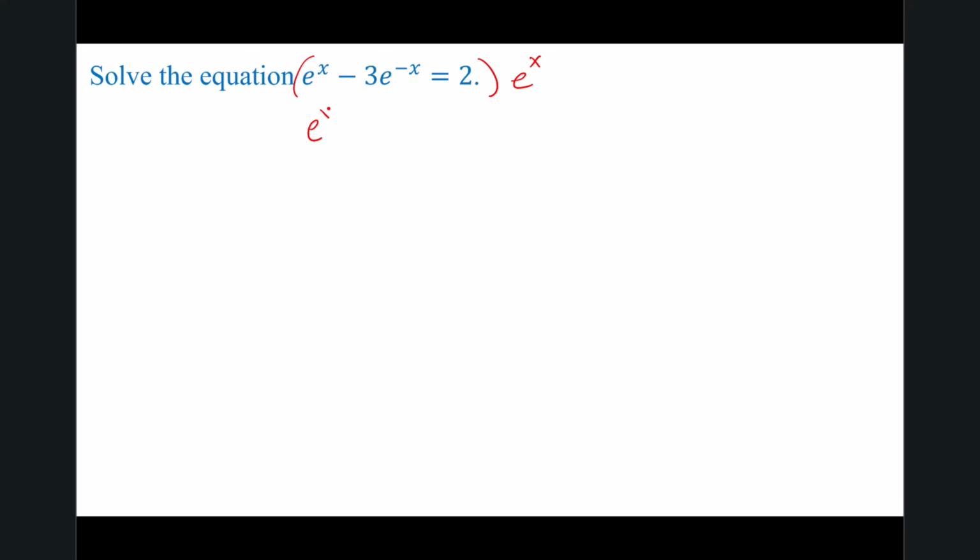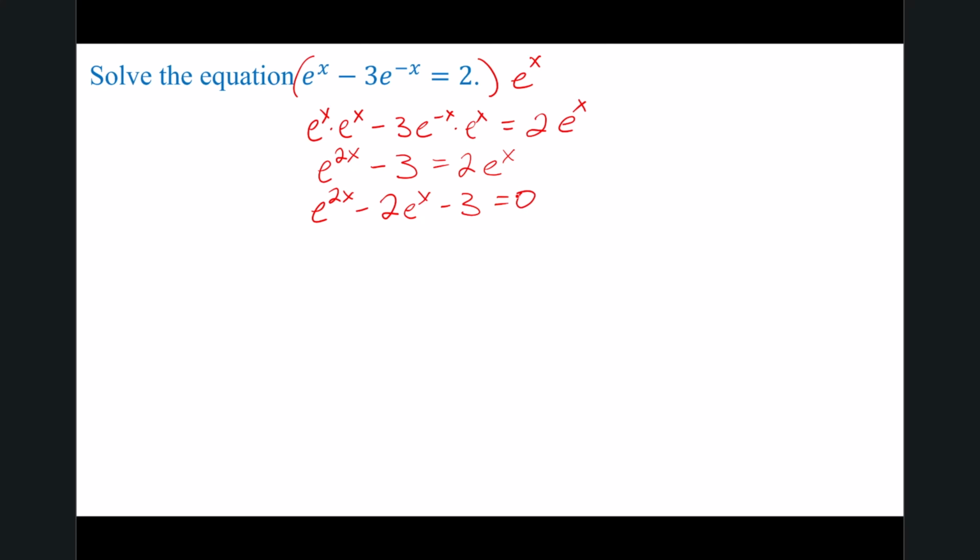I would have e to the x times e to the x, minus 3 e to the negative x times e to the x, equals 2 e to the x. So e to the x times e to the x is e to the 2x, minus 3 times e to the negative x times e to the x. If I add my exponents, negative x plus x is 0, so I have 3 times e to the 0, or 3 times 1, which is 3, equals 2 e to the x. Now if I get everything on one side, subtracting 2 e to the x, I have e to the 2x minus 2 e to the x minus 3 equals 0.